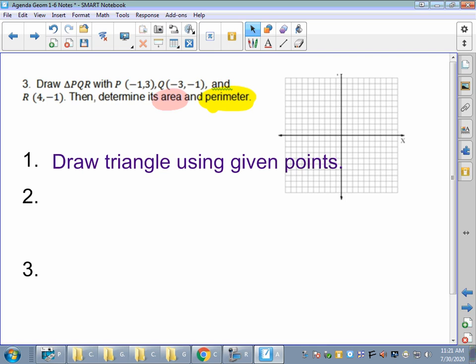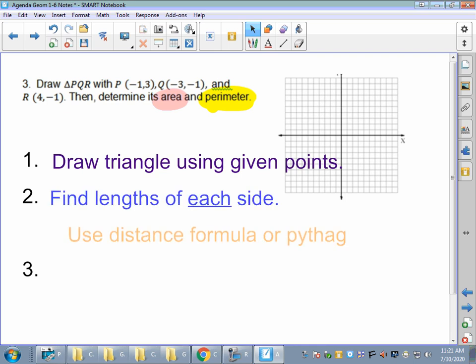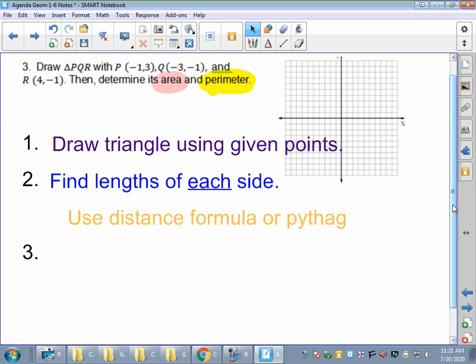The second thing is you're going to need to find the length of each side. So in order to do that, go back to section 15A. You're either going to use the distance formula or Pythag, whichever one you feel more comfortable with. And then the third thing is going to be to do what it asks. Use the formulas to find capital P perimeter and capital A area.